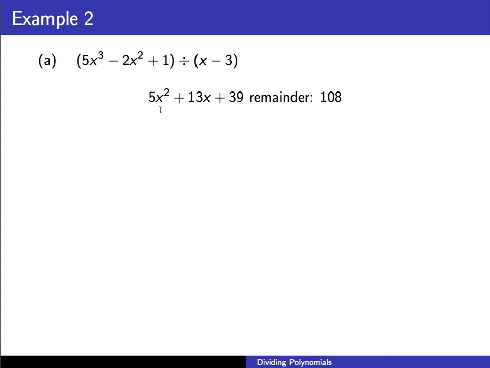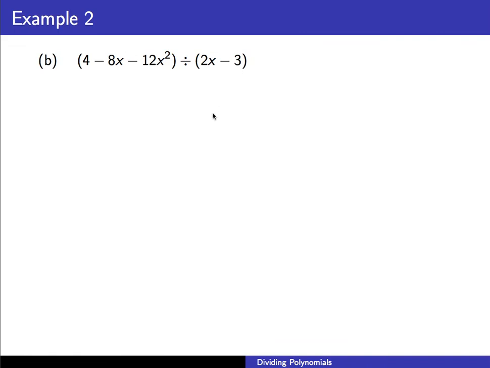So we have 5x squared plus 13x plus 39, and our remainder is 118. This is our quotient here, the 5x squared plus 13x plus 39. And then we're going to add to that the remainder of 118 over the divisor of x minus 3. So our final answer is 5x squared plus 13x plus 39 plus 118 over x minus 3.